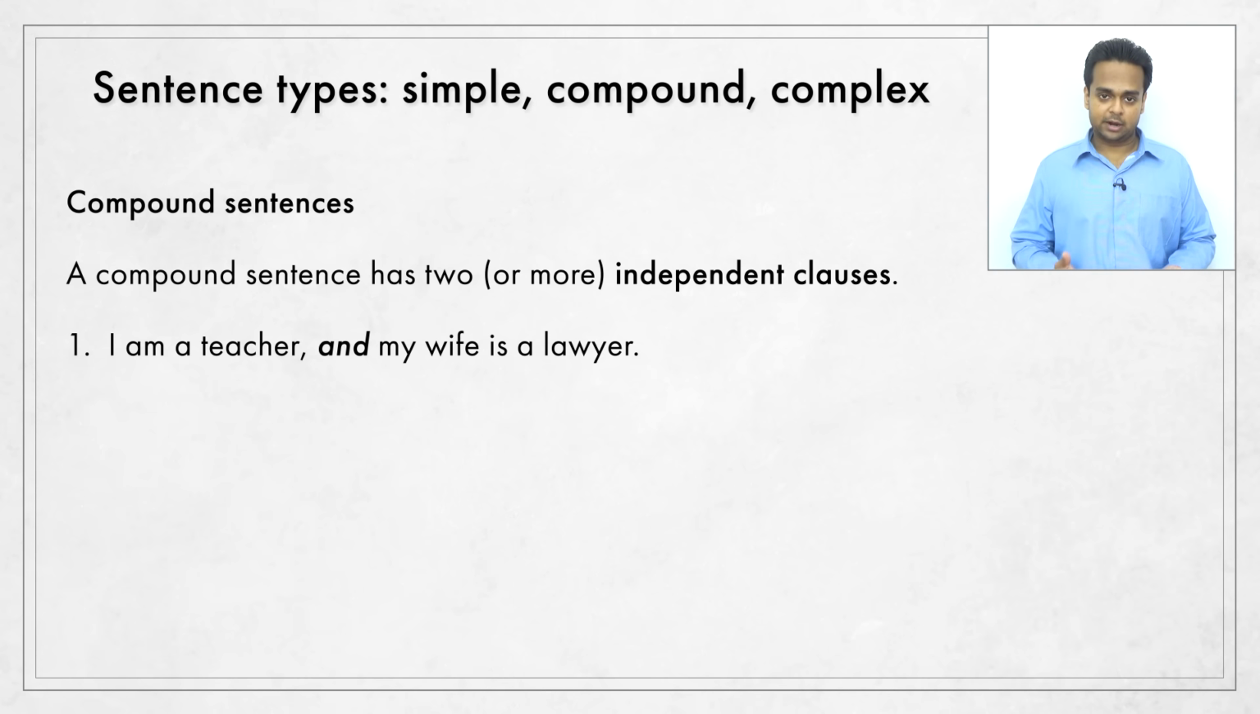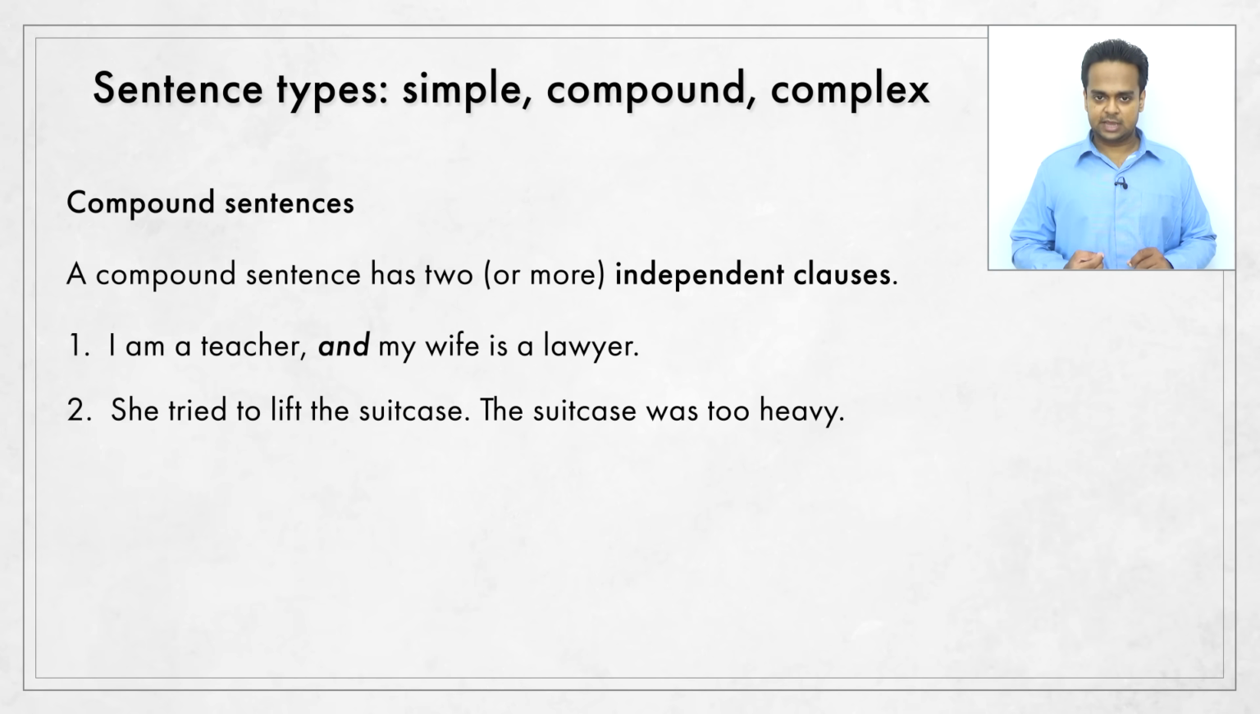This sounds much better, and now we have one compound sentence with the two independent clauses connected by the conjunction and. Here's another example. She tried to lift the suitcase. The suitcase was too heavy. We can combine these clauses using but. She tried to lift the suitcase, but it was too heavy. Notice that we have the word it in the second part. Now, it is a pronoun that just refers to the suitcase. It makes the sentence sound better by avoiding repetition.